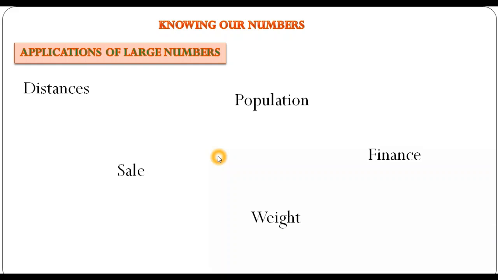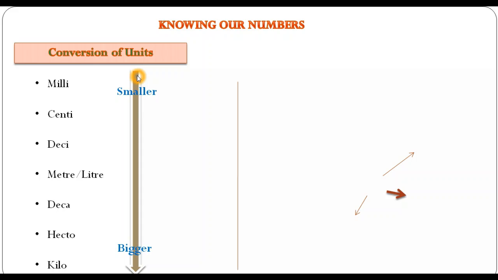Now, when we use these larger numbers to measure some quantity, for example, if we are talking about distance, we say that the distance between two cities is, let's say, some 700 kilometers. So not only the number 700 defines it alone, you also need a unit to define the distance. For example, to define the distance, we used a unit like kilometer.